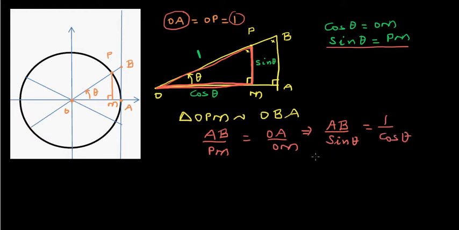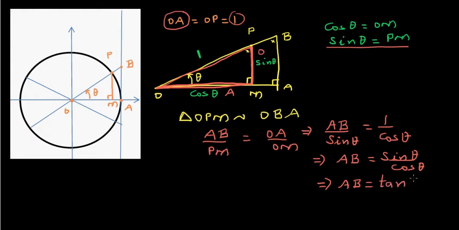So multiplying both sides by sine theta, AB is sine theta divided by cos theta. By definition, sine divided by cos, or thinking about it in a different way, this is opposite over adjacent. This is your opposite, and this is adjacent. So opposite divided by adjacent is tan. So that's why AB is tan theta. This side in a unit circle is called tan theta.